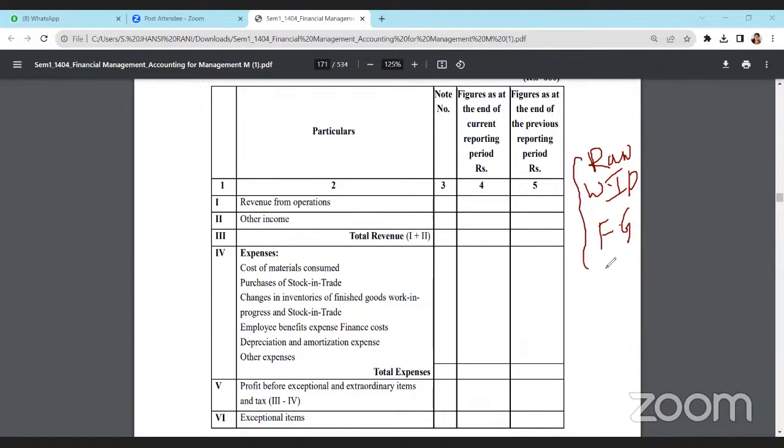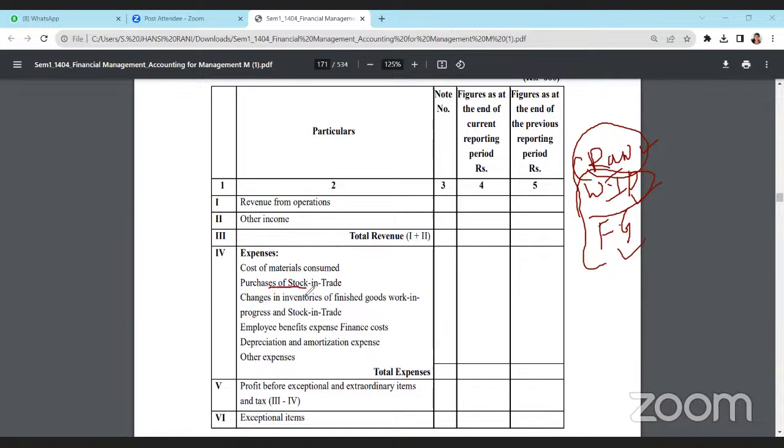So inventory includes these 3 types of stock. One is raw material stock, one is work in progress stock, and the other one is finished goods. Raw material means material required to produce or manufacture any product. Work in progress means it has completed the raw material position but has not yet reached the finished goods stage. Still it's in process.